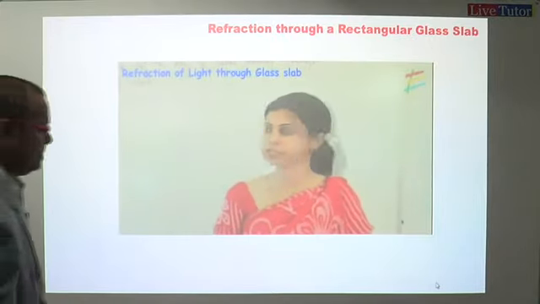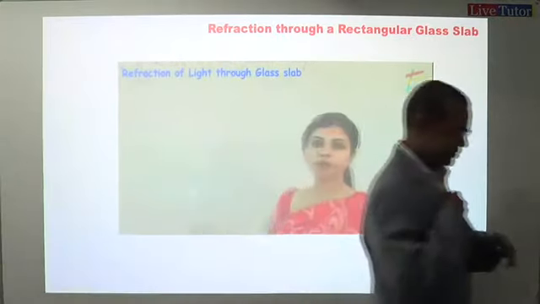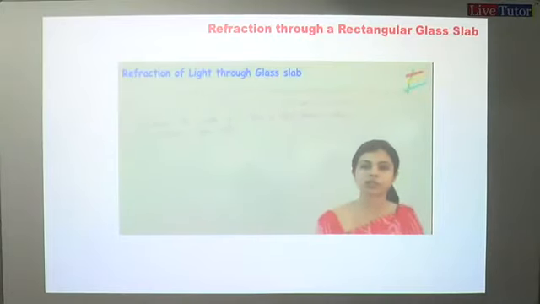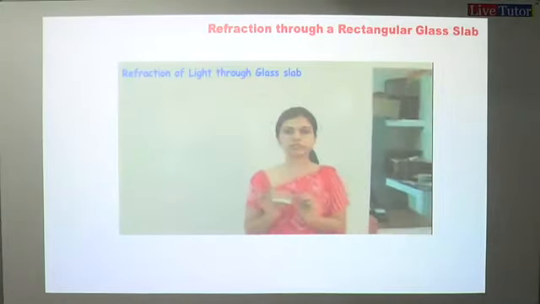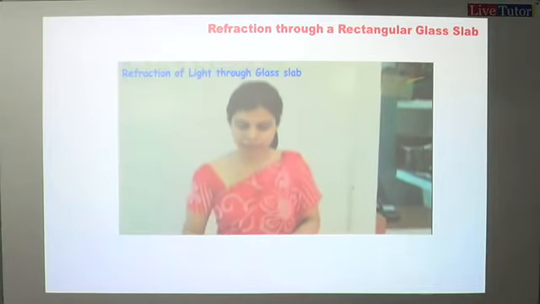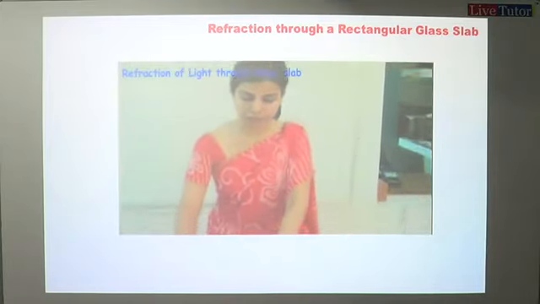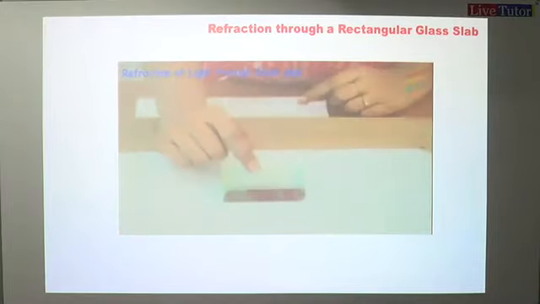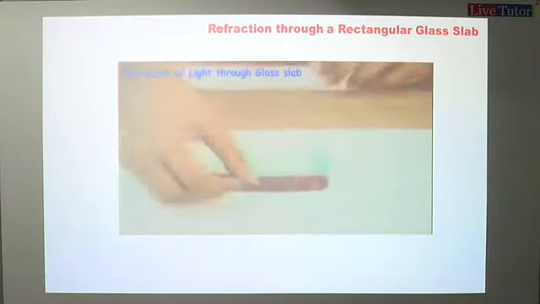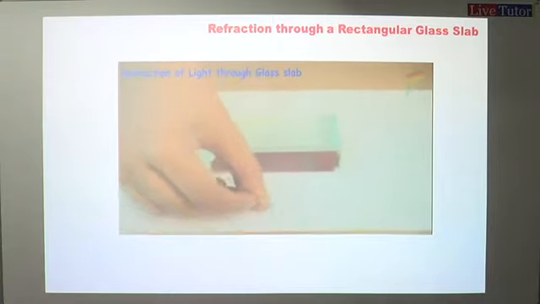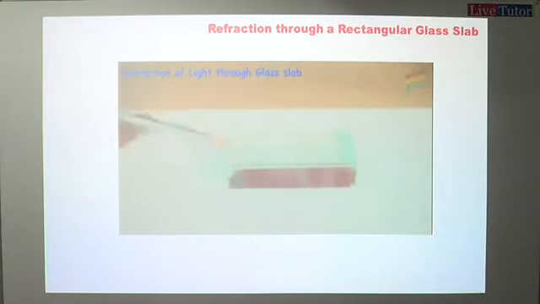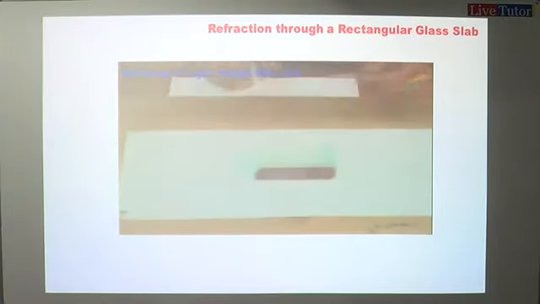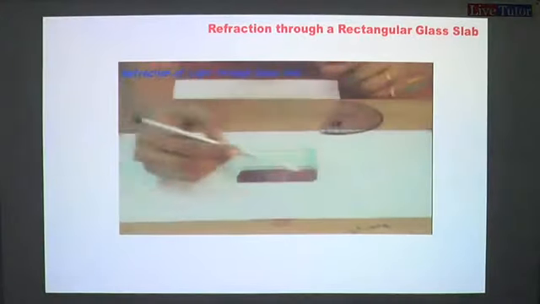Let us observe an experiment to trace the path of the ray of light passing through a rectangular glass slab. So we've taken a rectangular glass slab and placed it on a white sheet. Then almost through the center of the glass slab, we mark a point and draw a normal. After that, we also draw the outline of the glass slab.